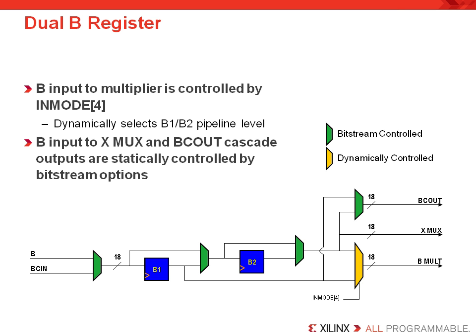The final version of the B input is available to the X mux of the DSP slice and is also cascaded to the next slice up in the column. Depending on what you're doing, this might be useful to propagate that signal. Now, the yellow mux is dynamically controlled using a 4-bit in-mode input. This mux selects the output of one of the pipeline registers, whether it's B1 or B2, and feeds it into the multiplier, which is the B mult output.